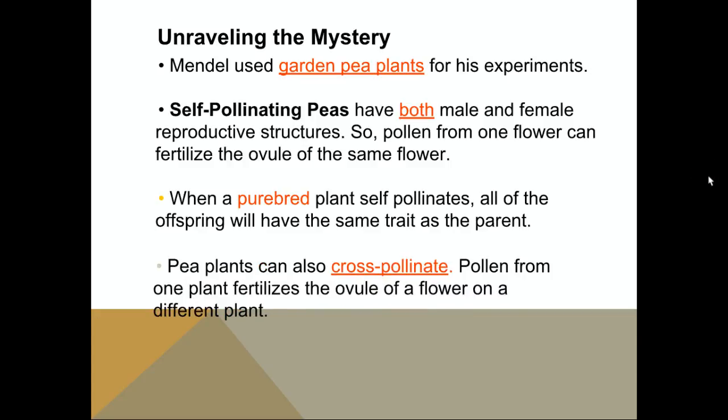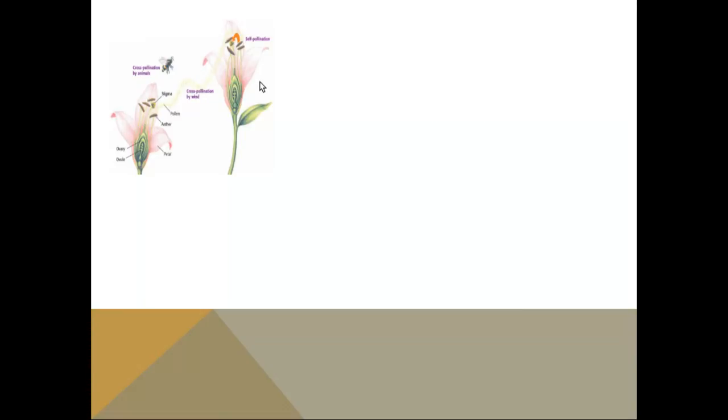Pea plants can also cross-pollinate, which means the pollen from one plant fertilizes the ovule of a flower on a different plant. Here we see an example of how it can self-pollinate, which means that the pollen on the anthers falls down into the ovule, and when that happens, it fertilizes the ovule. Or the pollen from the anthers can blow on the wind or be carried by an insect or a bird or some other kind of animal. It can get taken to a different flower and fall down into the ovule to fertilize.